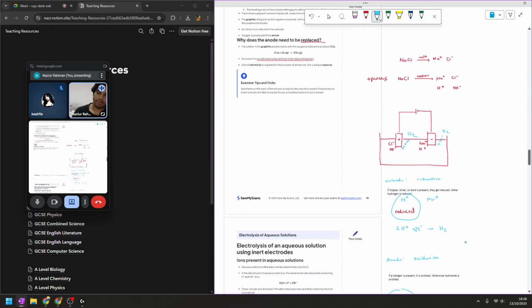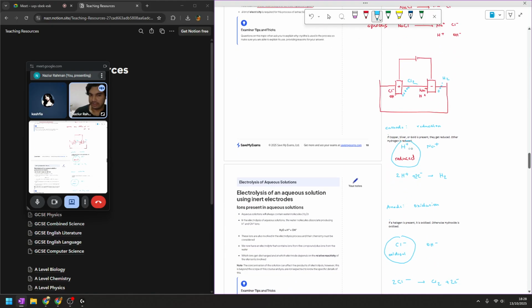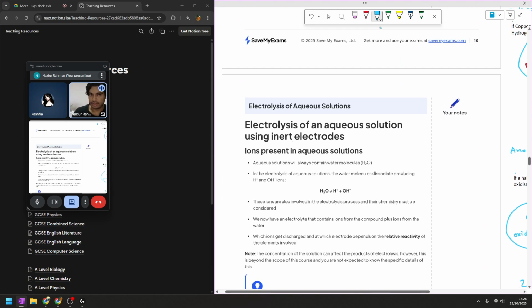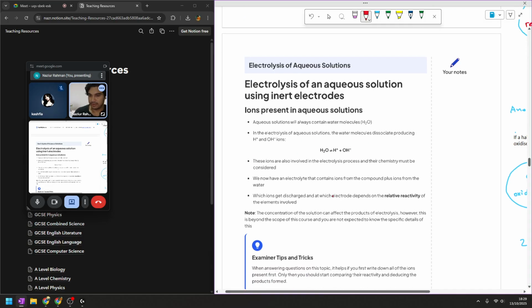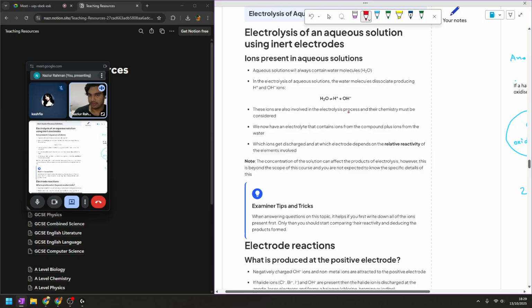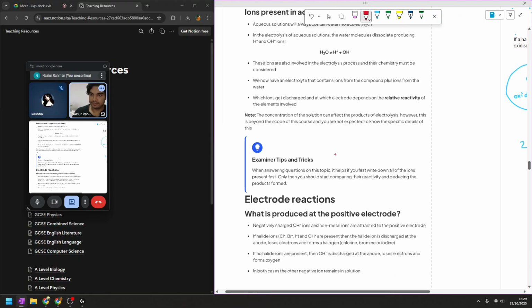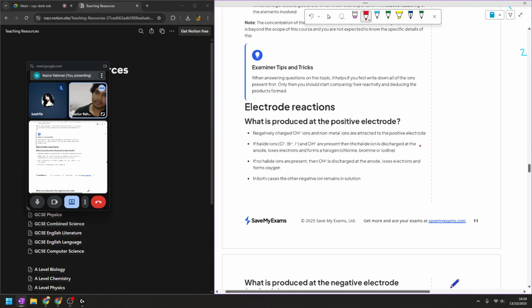Okay. So now you have to pick between the ions. You're going to have two ions on each end. You have to decide which one gets reduced and which one gets oxidized first. That's the idea. An aqueous solution will always contain water molecules. In the electrolysis of aqueous solutions, the water molecules dissociate, producing hydrogen and hydroxide ions as well. So these ions are involved in the electrolytic process, and their chemistry must be considered. Which ion gets discharged at which electrode depends on the reactivity of the elements involved.